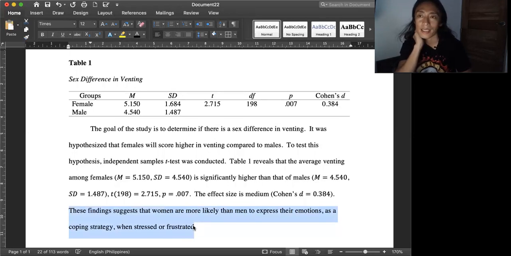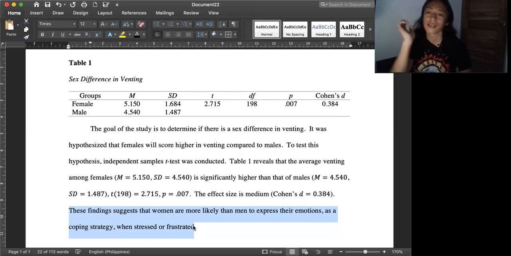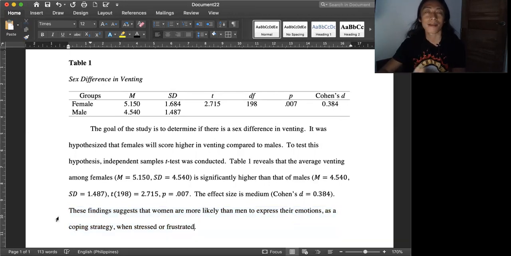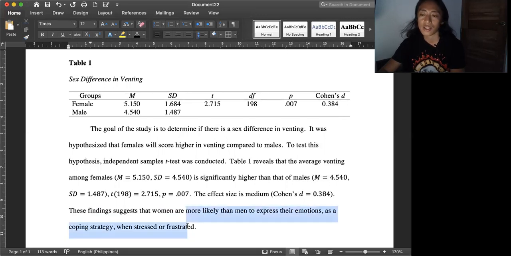The goal is to somehow interpret the result in a manner that can be understood by somebody who doesn't really know much statistics. But it's not echoing what you've already said, no. Normally, if you notice, I don't use the word venting here, but instead I take note of how venting is defined in my study, and I use that definition when explaining the result.